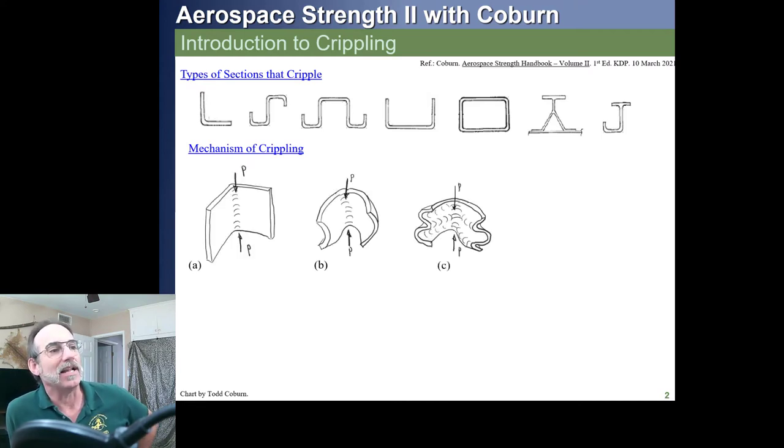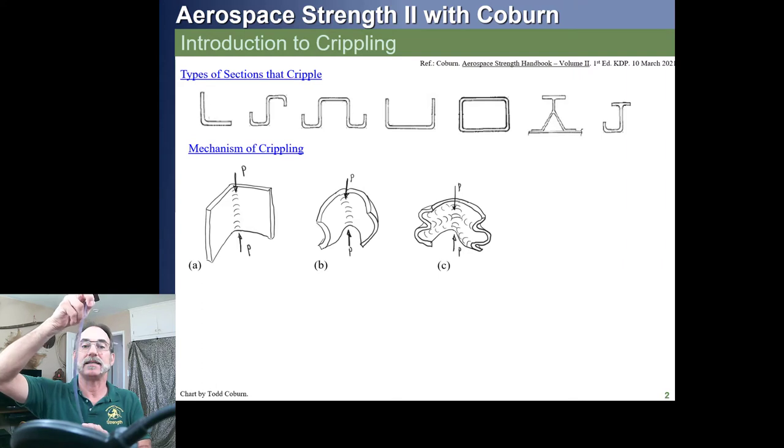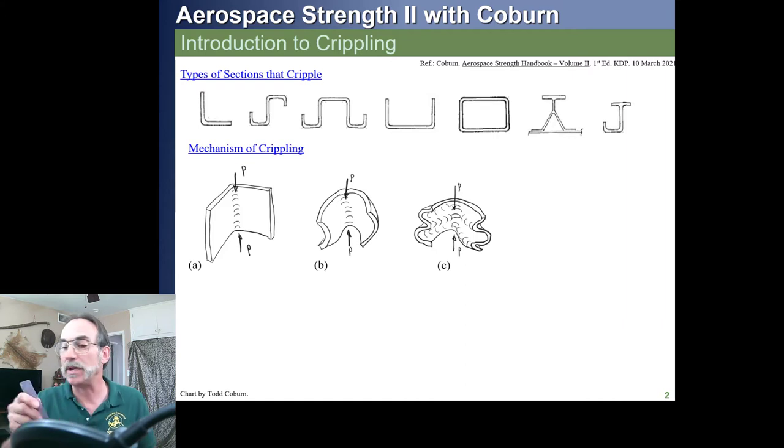So let's take a look at a little angle section. You'll notice in figure A, we have a little angle loaded in compression. And in figure B, as we increase that load, first those two legs start to wiggle out of the way. You'll notice the structure doesn't buckle. Euler buckling means it would buckle like this. But when we have crippling, even if it's really short, the flanges of the element will buckle out of the way. The overall section hasn't bowed, but the flanges begin to bow. You see that starting in figure B.